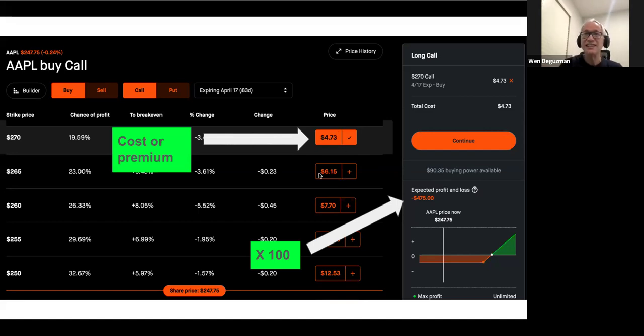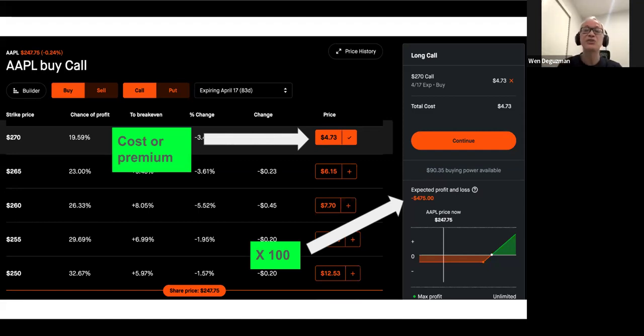So that's really it. You have a right to buy, in this case, Apple stock, and you're able to control 100 shares of stock for only $473. Now, for those of you school kids listening to this, what is $247.75 times 100 shares?